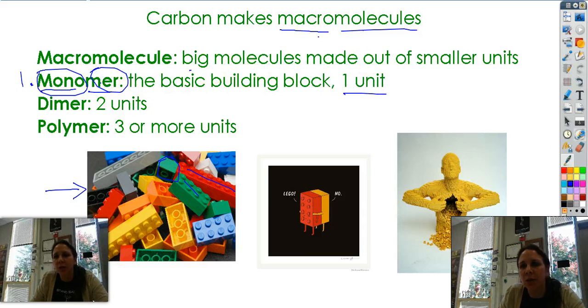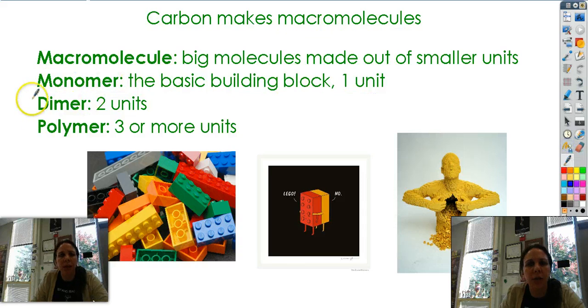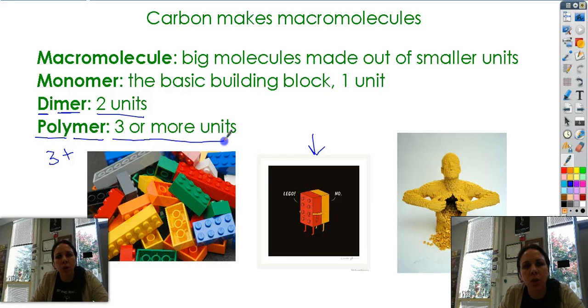Okay, now if I take two of those guys and smush them together, I get what's called a dimer, di meaning 2, mer unit, so 2 units. So like this little picture right here is showing a dimer, has 2 Lego units stuck together. And then we can take those carbon-based molecules and put them together and make a polymer. Poly means 3 or more, so 3 or more units, like this little guy right here.